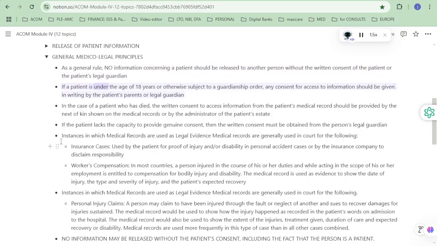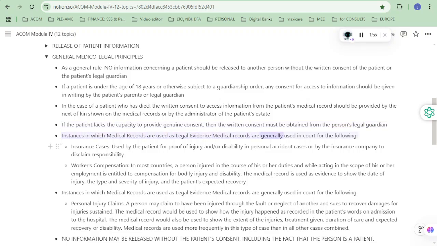If a patient is under the age of 18 years or otherwise subject to a guardianship order, any consent for access to information should be given in writing by the patient's parents or legal guardian. In the case of a patient who has died, the written consent to access information from the patient's medical record should be provided by the next of kin shown on the medical records or by the administrator of the patient's estate. If the patient lacks the capacity to provide genuine consent, then the written consent must be obtained from the person's legal guardian.